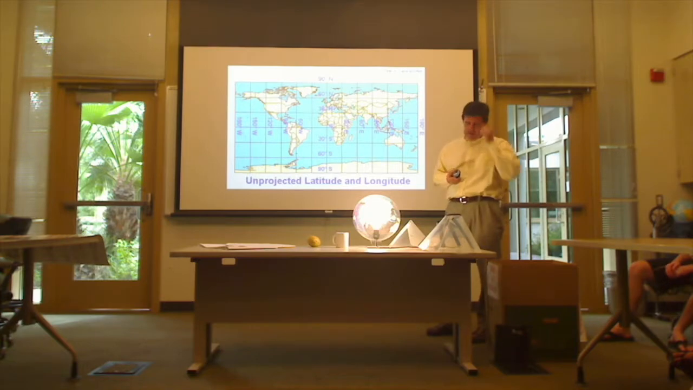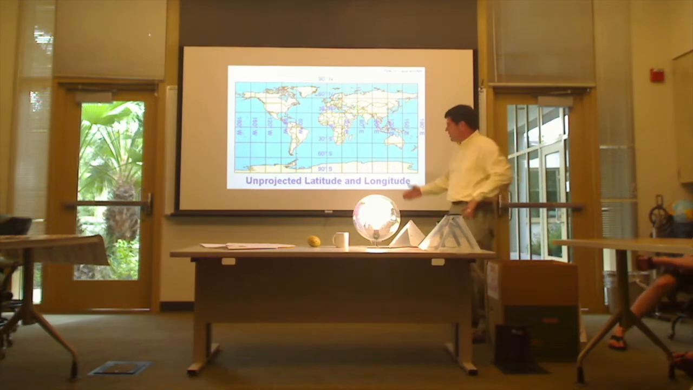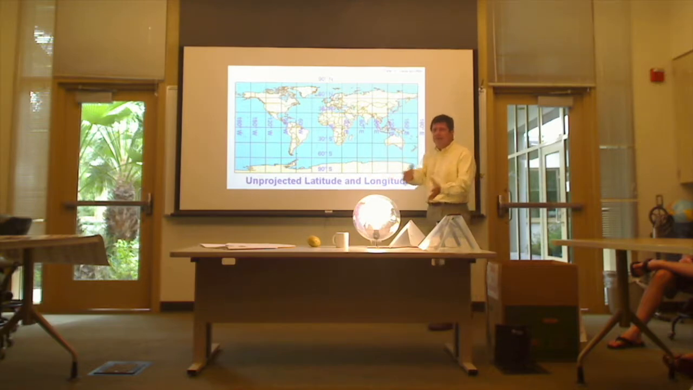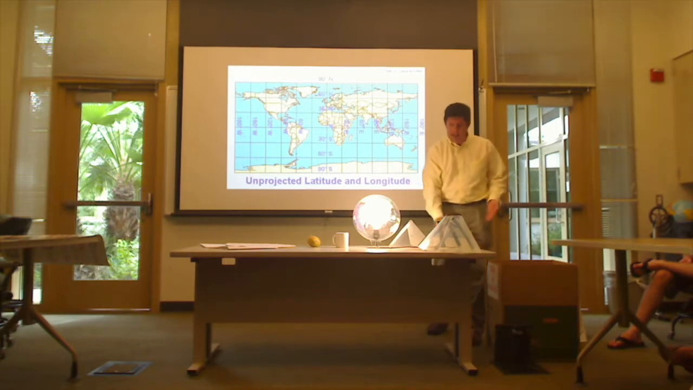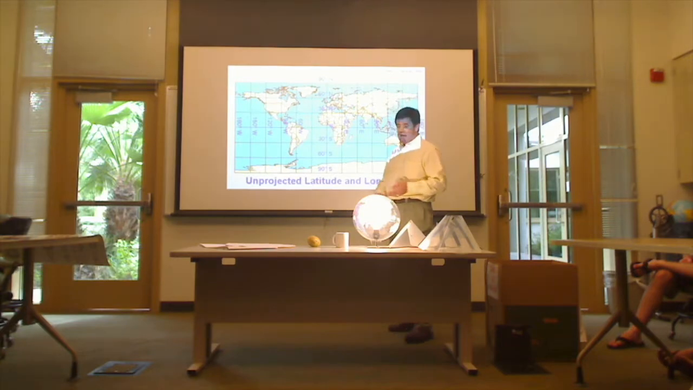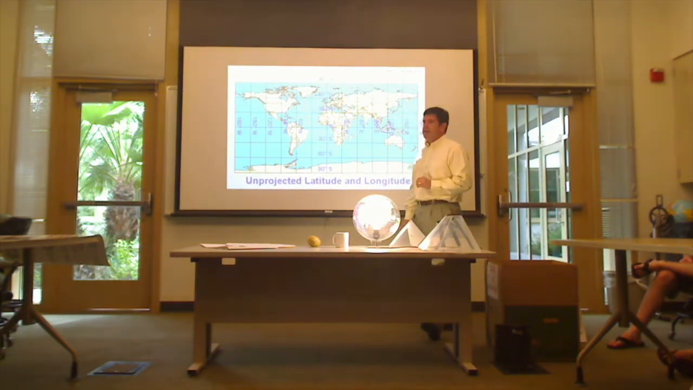This is another projection you'll often see. And here it's called the unprojected latitude and longitude. Now think about that for a second. It's showing up here on a flat screen, so it's been projected. There's no way to show it in two dimensions without doing a projection. To call it unprojected is a lie.